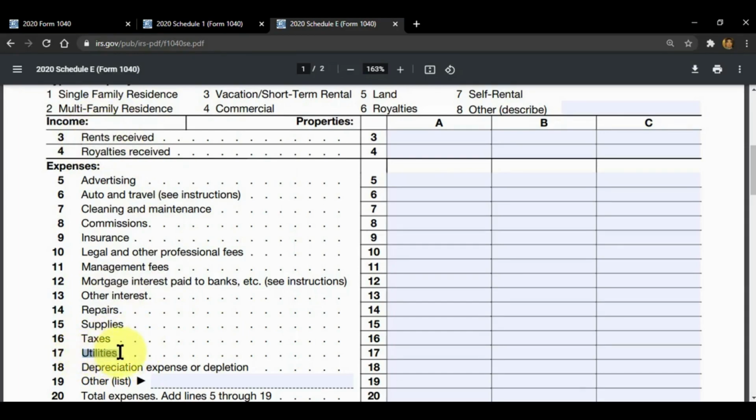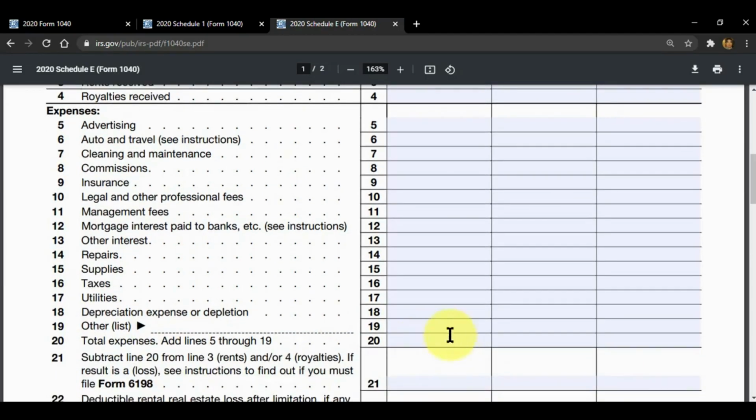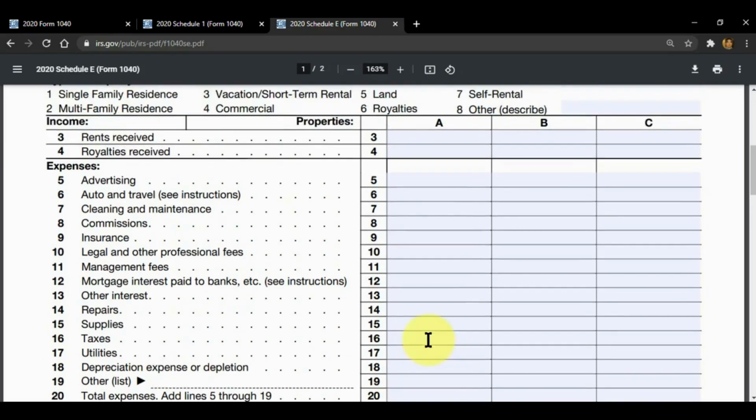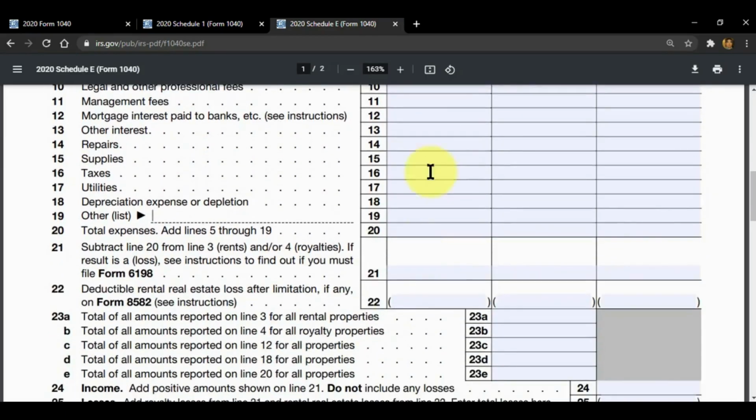Utilities, if you the landlord pay the utilities, like electricity, water, gas, you would deduct it here. If the tenant pays for it, of course, you would not deduct it as the landlord. And if you can't find an expense here classified, you would probably report it here, attaching a list and putting the subtotal here in line 19, taking a total expense deduction here in line 20, and subtracting it from your rental income here in line 3 would give you the gain or the loss from that property.